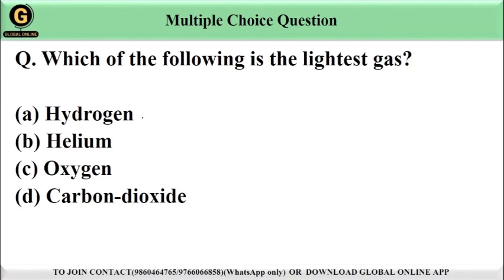It has the smallest and lightest atoms, consisting of just one proton and one electron. Because of its low molecular weight, hydrogen is much lighter than the rest of the other elements like helium, oxygen, carbon dioxide. This is why hydrogen is often used in balloons and airships. Although it's highly flammable, hence it should be handled with care. So the correct option is option A, hydrogen.